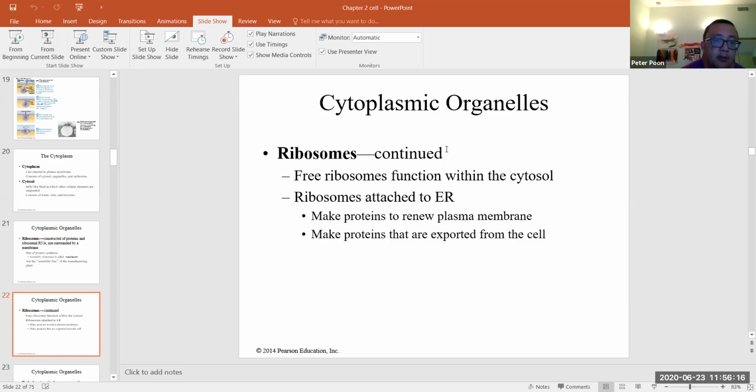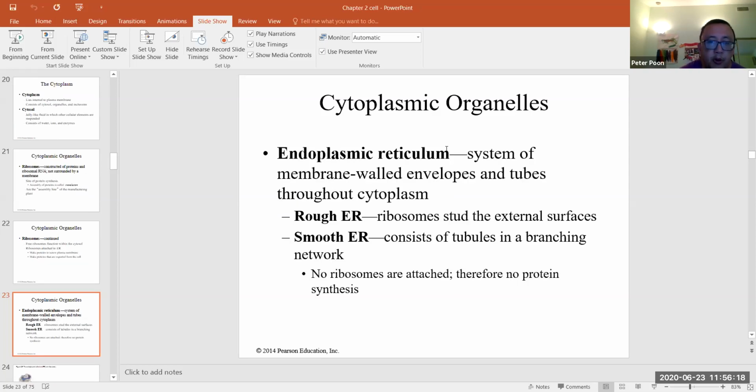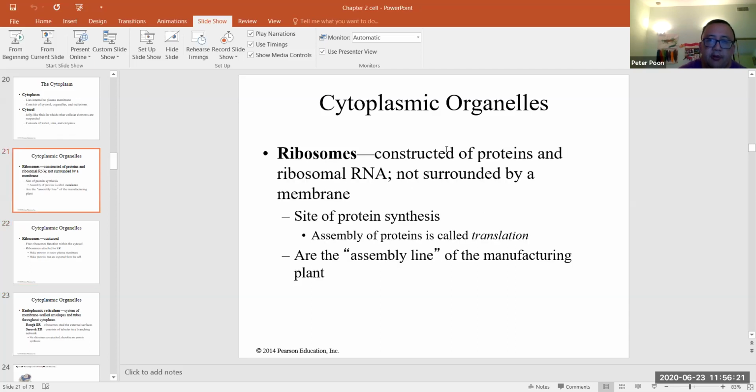So there are 2 types of ribosomes. Sorry, I was on the wrong thing. Ribosomes are like this little circle, and it basically consists of proteins and ribosomal RNA. It's the site of protein synthesis, where proteins are actually made. The way I like to think of this is slightly different: I like to think of the ribosomes as little individual factory workers that make proteins. Proteins are the end product, and the ribosomes are the things that are making the proteins.